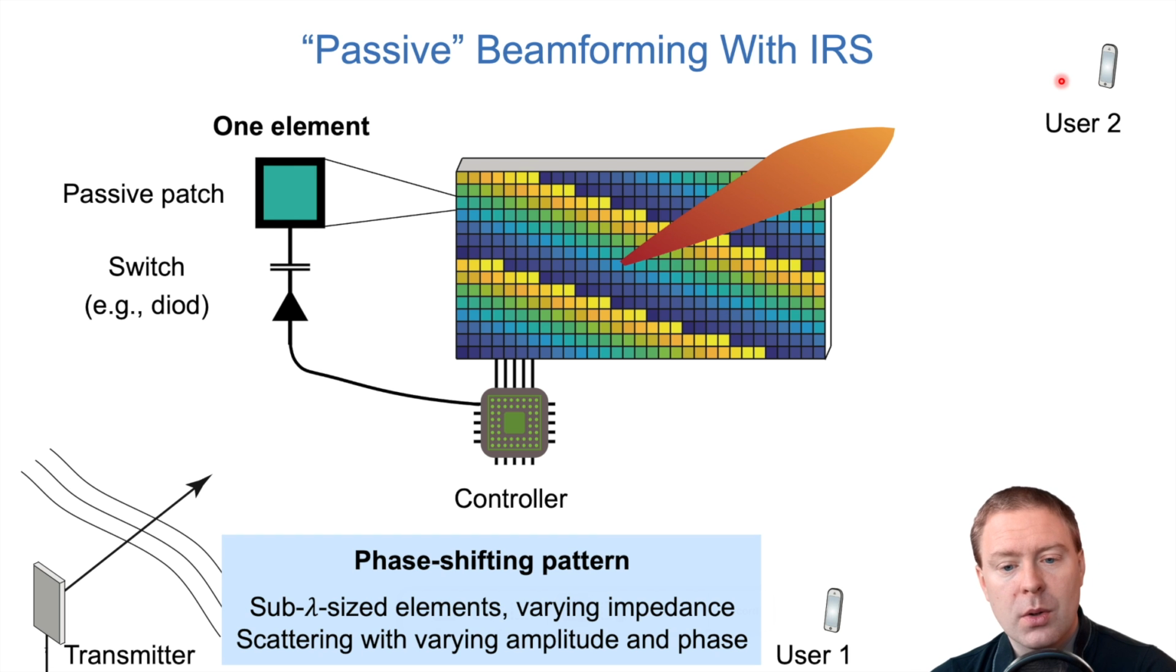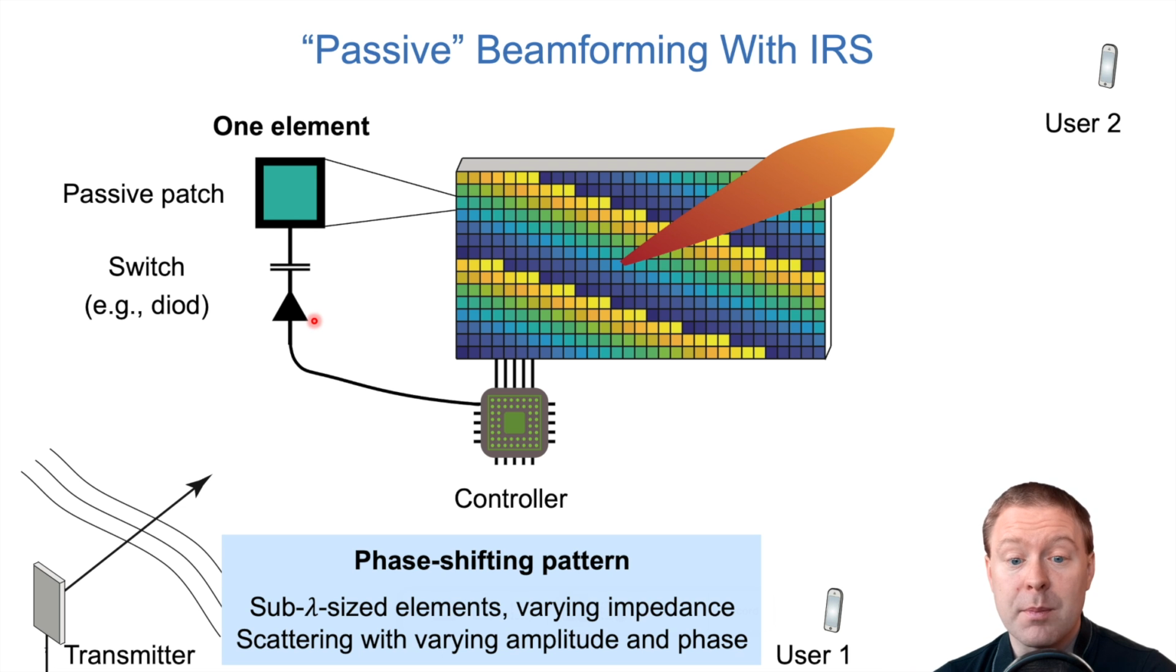And how does it work? Well, the surface is containing small elements here. We typically want them to be sub-wavelength sized, smaller than a conventional antenna even, because we would like them to scatter the signal in all directions almost uniformly, as they will do when they're very small. And then each element is a passive patch that is just reflecting the signal, but we can change some properties using a switch, such as a diode.